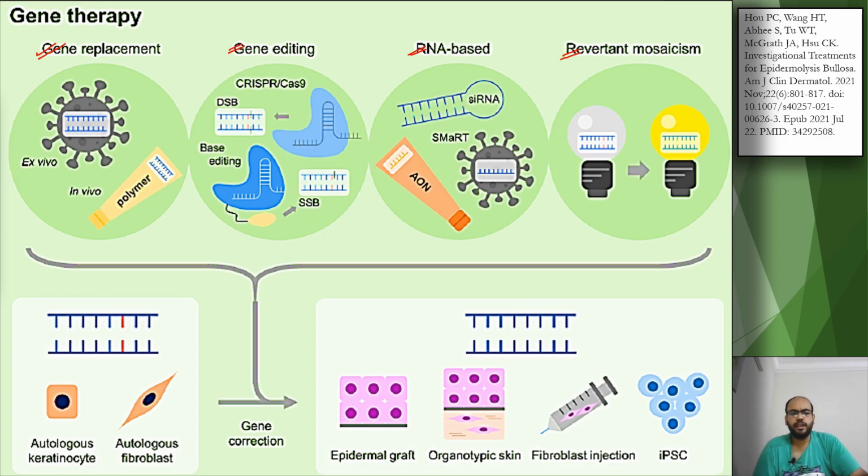So what actually you do is you take out keratinocyte, you take out fibroblast, you do the gene correction, you then ask them to multiply. Okay, you allow the cells to multiply so that they become graftable, and then transplant that graft on the patient. So that is gene therapy.